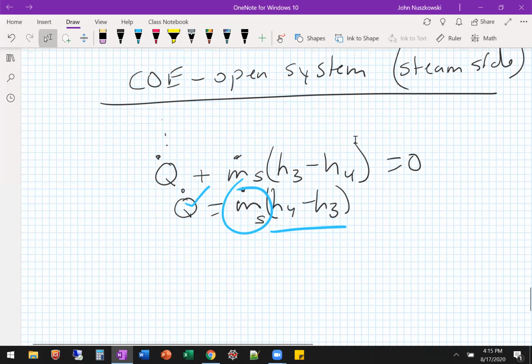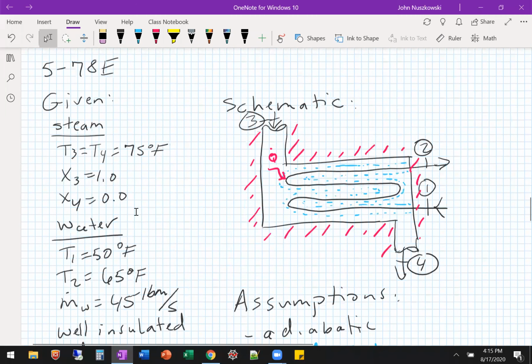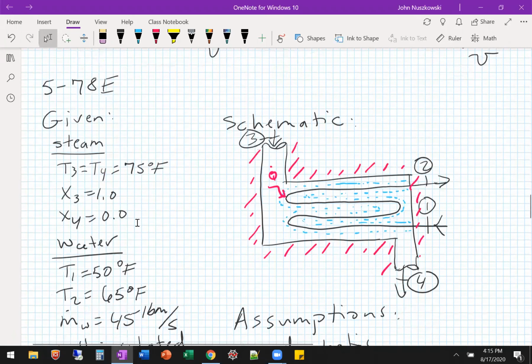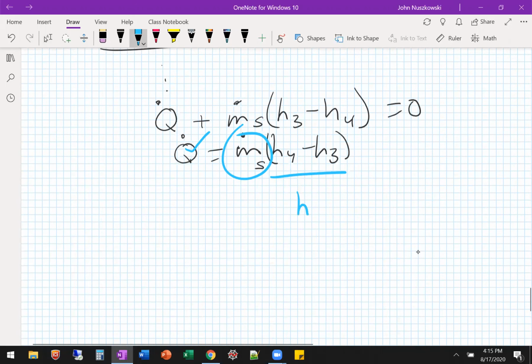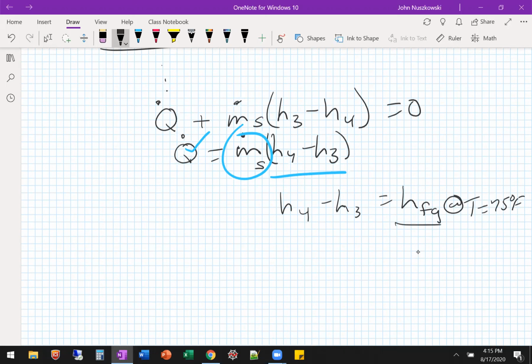So we go back up. We saw 75 degrees Fahrenheit and we have equalities, so we can get our enthalpies in the back for H3 and H4. H3 minus H4 is equal to HFG at T equals 75 degrees Fahrenheit. So you could either use HFG or get your H3 and H4 from the states and solve, and we get 0.675 BTUs per second.